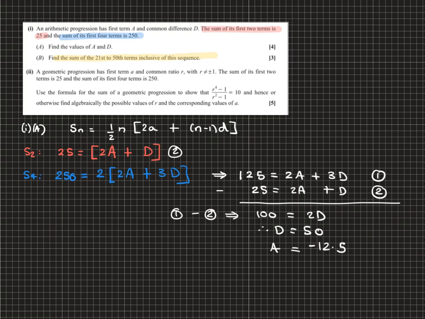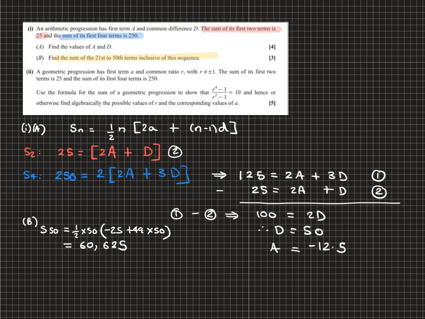Now, if we work out what S50 is, we get the sum of the first 50 terms. So that would be a half multiplied by 50, multiplied by 2 lots of a, which is negative 25, plus 49 multiplied by d, which is 50. So this gives me a value of 60,625.